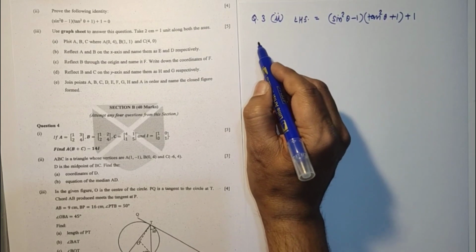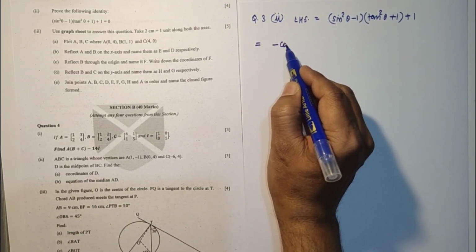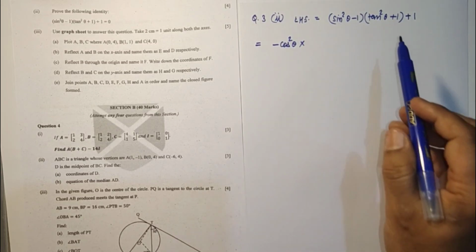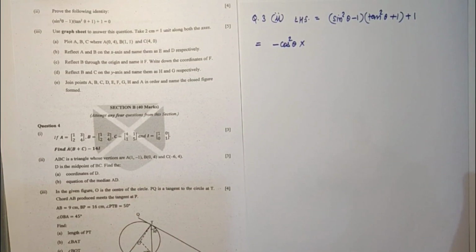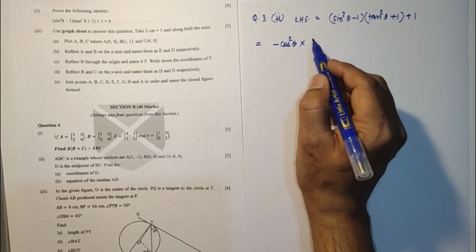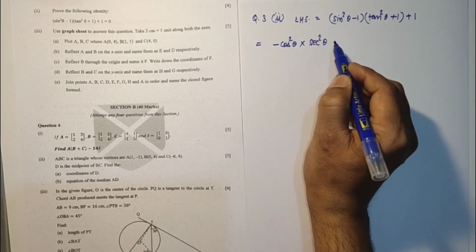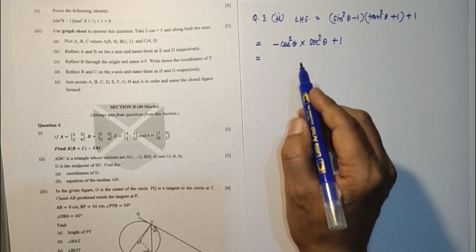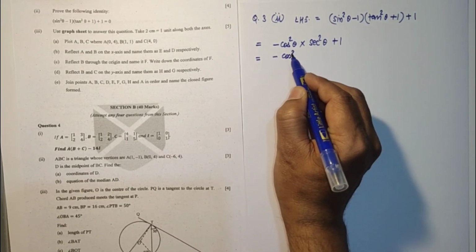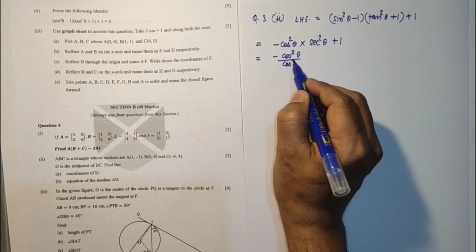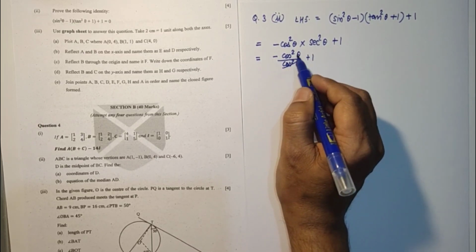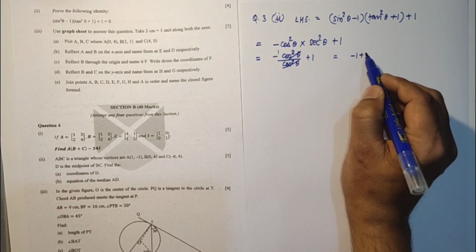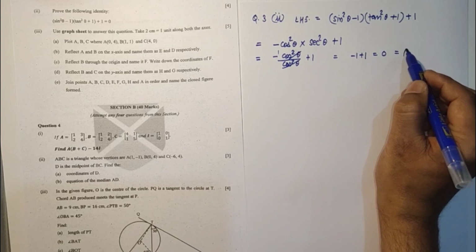So this will be minus cos square theta into, as we know that tan square theta plus 1 or 1 plus tan square theta is sec square theta, so into sec square theta, and sec square is the reciprocal of cos square, so we can say that cos square theta by cos square theta, plus 1. These two will get cancelled, so we get minus 1 plus 1 which is equal to 0, and that is RHS, and hence proved.